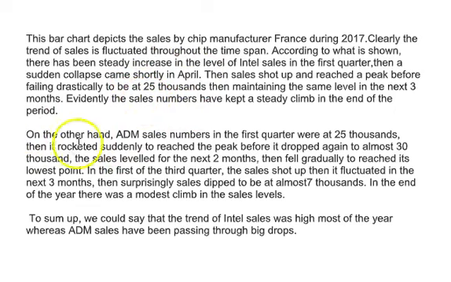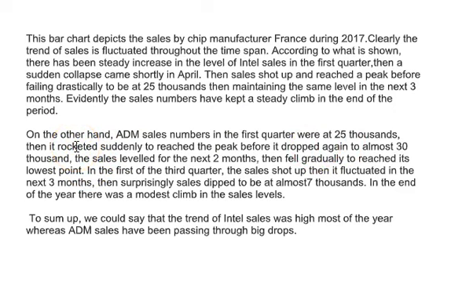Then you go on to analyze ADM. So on the other hand, good use of that one. ADM sales numbers in the first quarter were at 25,000. So same as this one here, so we can use the digits. Then it rocketed suddenly to reach its peak before it dropped again to almost 30,000. Okay, well done. Nice use of rocketed.